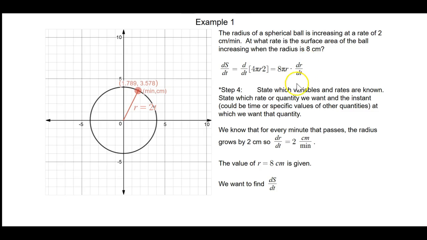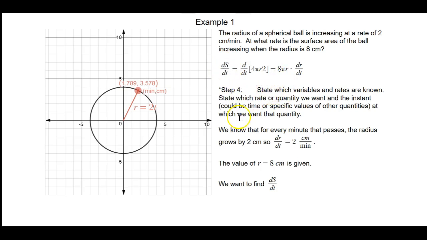Well, we were given that the radius is changing at a rate of 2 centimeters per minute. So that's dr dt. So I'm going to have to fill out dr dt and r in this equation in order to get my instantaneous rate of change of the surface area.